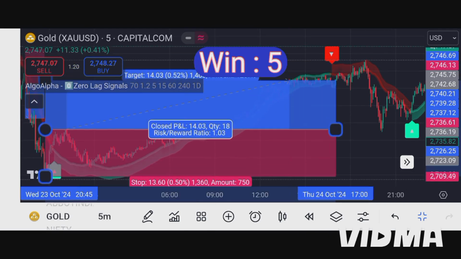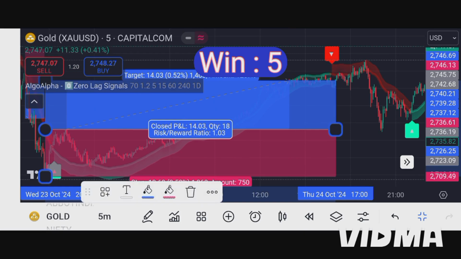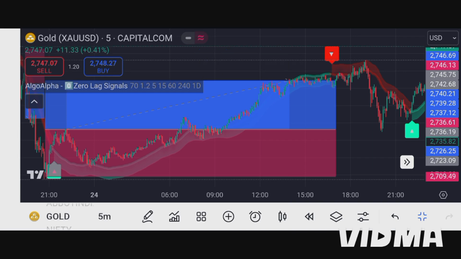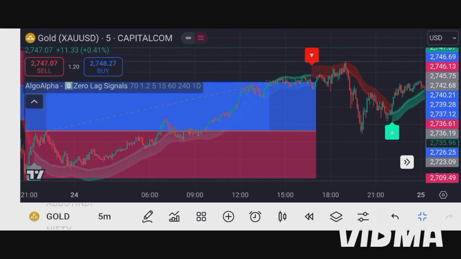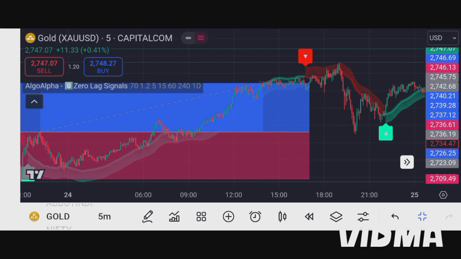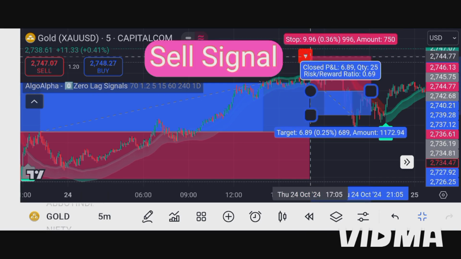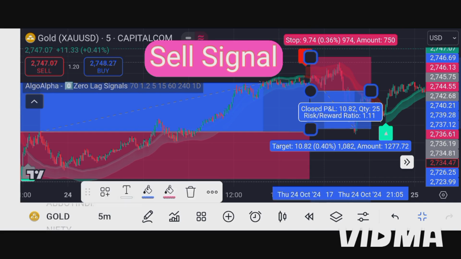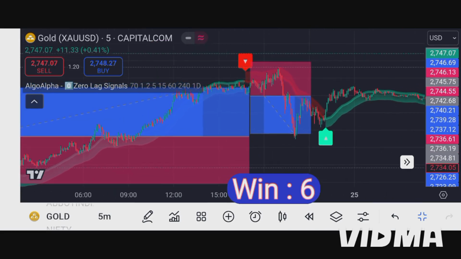Fifth win. Sell signal, need to enter for a sell trade. Sixth win.